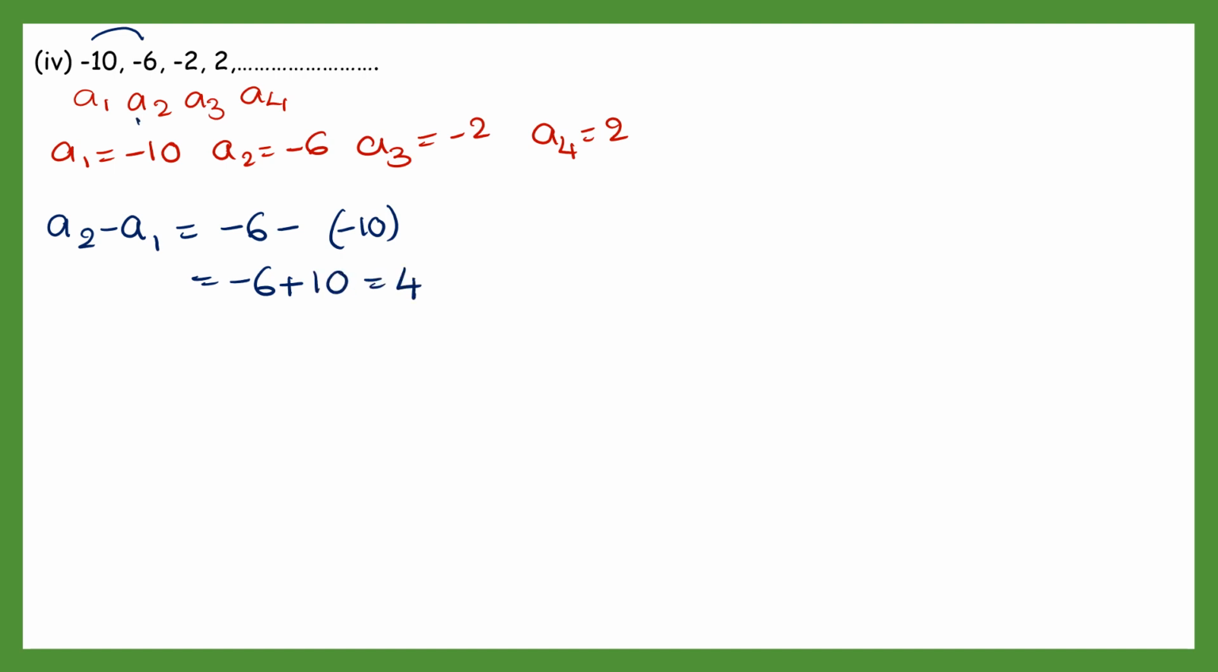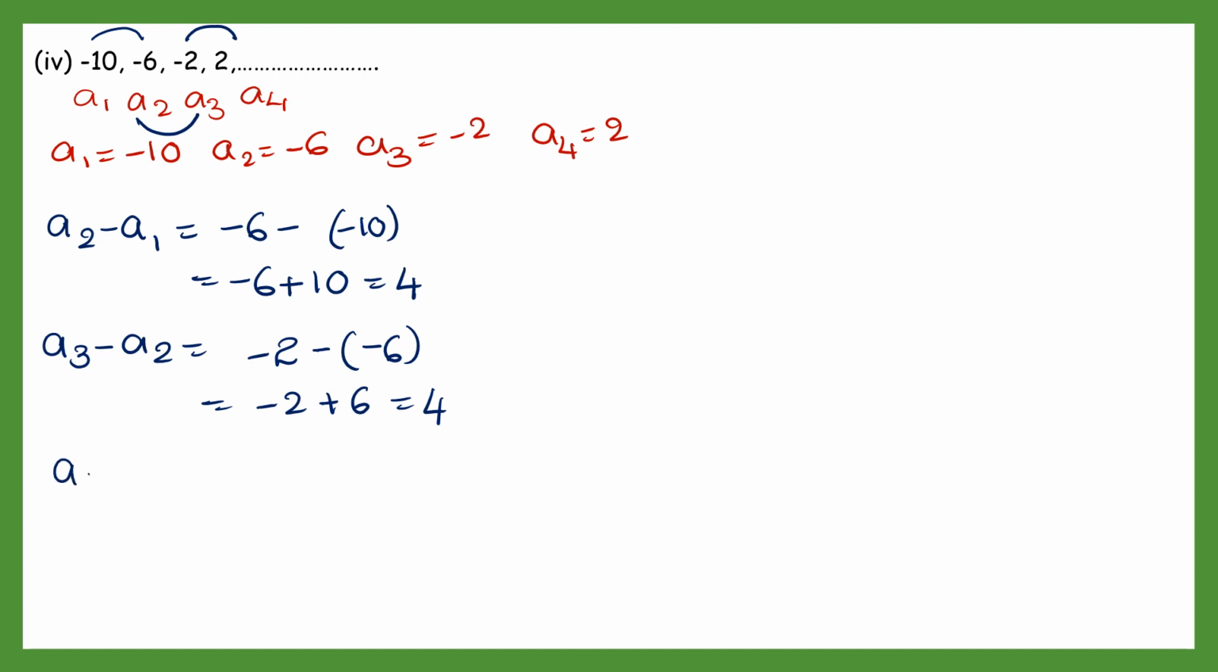Now another set of consecutive terms. A2 and A3 are consecutive terms. You should find the difference between them. A3 minus A2. So minus 2 minus A2, which is minus 6. So you get minus 2 plus 6, that is equal to 4 again. Now third term and fourth term are another set of consecutive terms. So A4 minus A3. So 2 minus of minus 2, you get 2 plus 2, that is equal to 4.